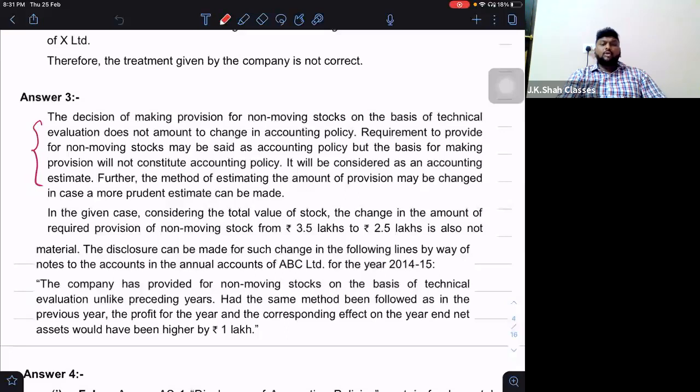See, provision for non-moving stocks is nothing but reduction in the value of your inventory. That is anyhow ordinary in nature only. So no need to go for extraordinary items as such.